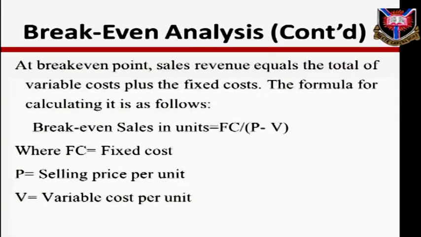At break-even point, sales revenue equals the total of variable costs plus fixed costs. The formula for calculating break-even point is as follows. Break-even sales in unit equals FC divided by (P minus V), where FC equals fixed costs, P equals selling price per unit, V equals variable cost per unit.